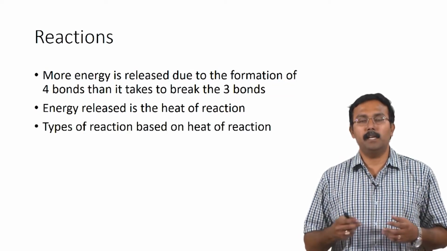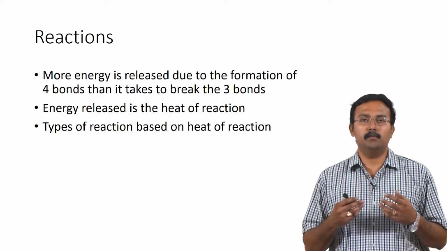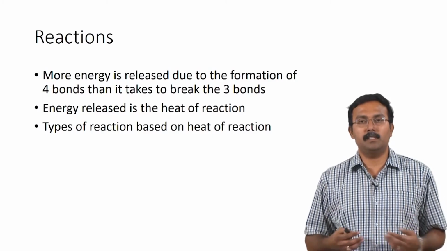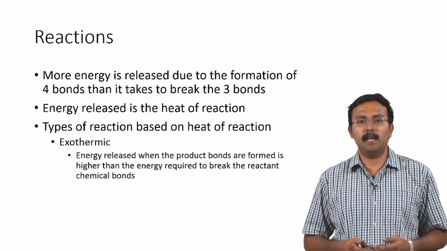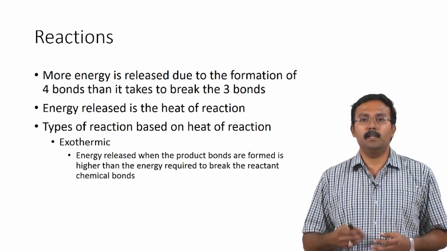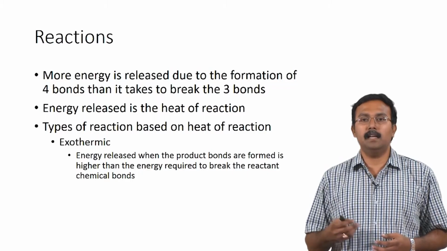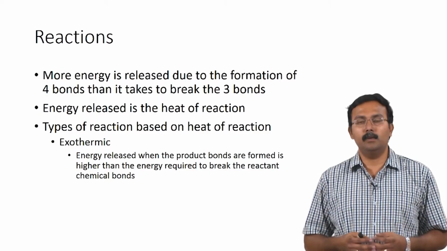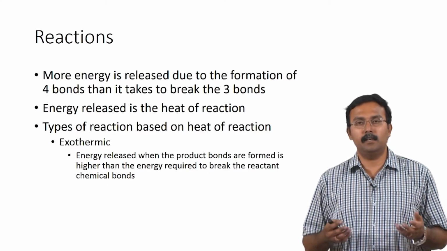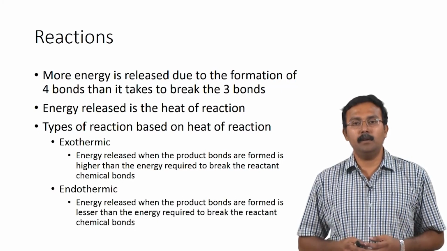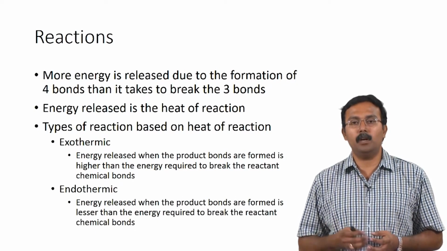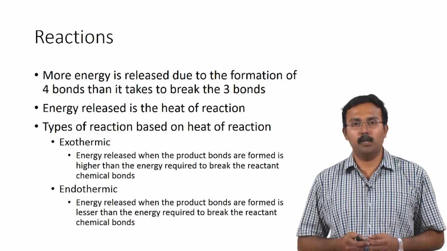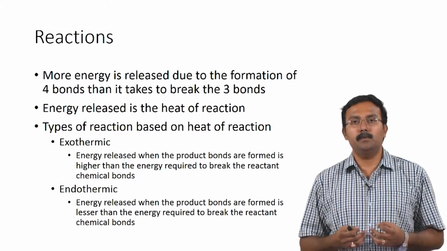Types of reactions based on heat of the reaction. So, based on the heat of the reaction you can classify the type of reactions. So, this is the classification which all of us are familiar with. We have exothermic reactions where energy released when the product bonds are formed is higher than the energy required to break the chemical bonds for the reactants. So, for this you have energy being released, heat is released usually, and you also have endothermic reactions where the energy released when the product bonds are formed is lesser than the energy which is required to break the reactant chemical bonds. Now, these are the 2 types of reactions which we would be looking at.